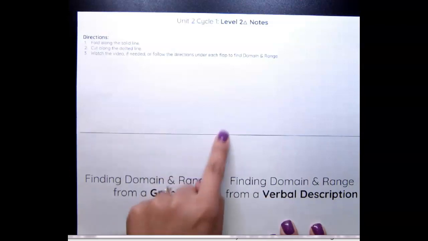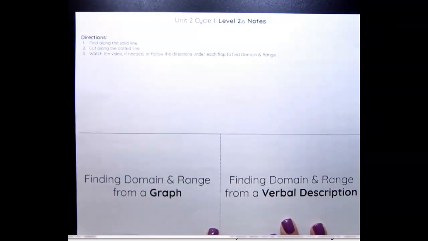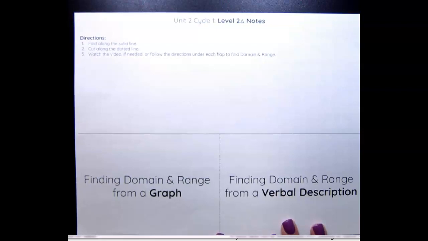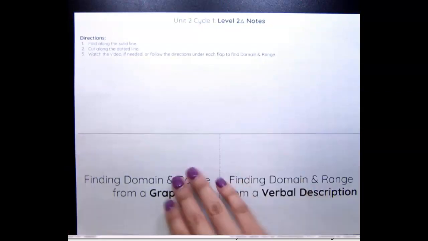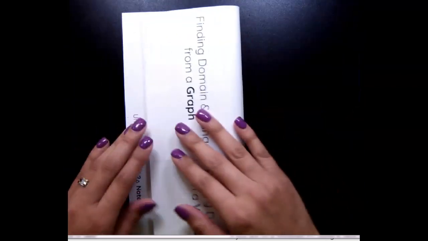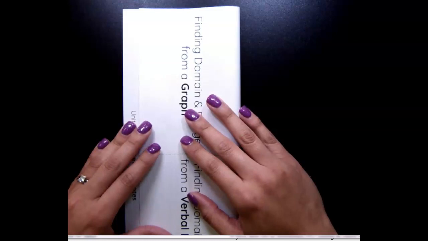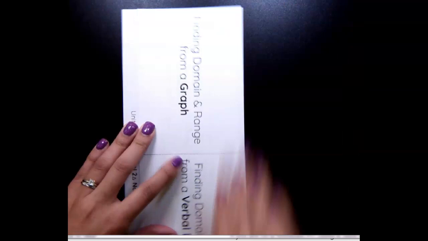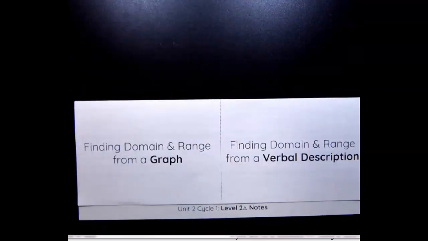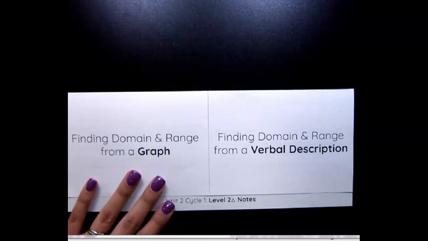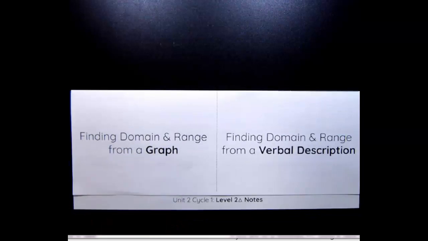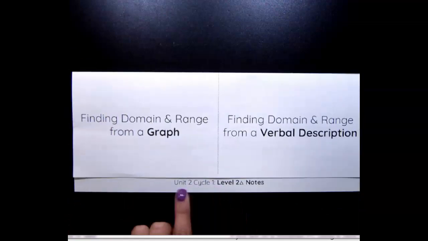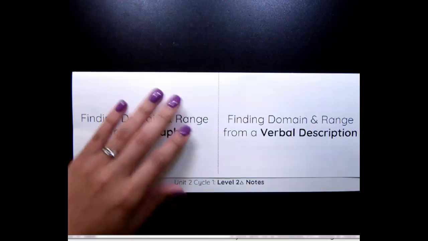Cut along the dotted line, and then you will watch the video if you need the video to help you with finding domain and range. So I'm going to start by folding it. We have already learned about domain and range in cycle 3, that quiz you had about domain and range. But if you still need a little extra help, then that's what this foldable and this video are going to help you do. So if you fold along that dotted line, then it should look like this, and you should still be able to see Units 2, Cycle 1, Level 2 triangle notes.